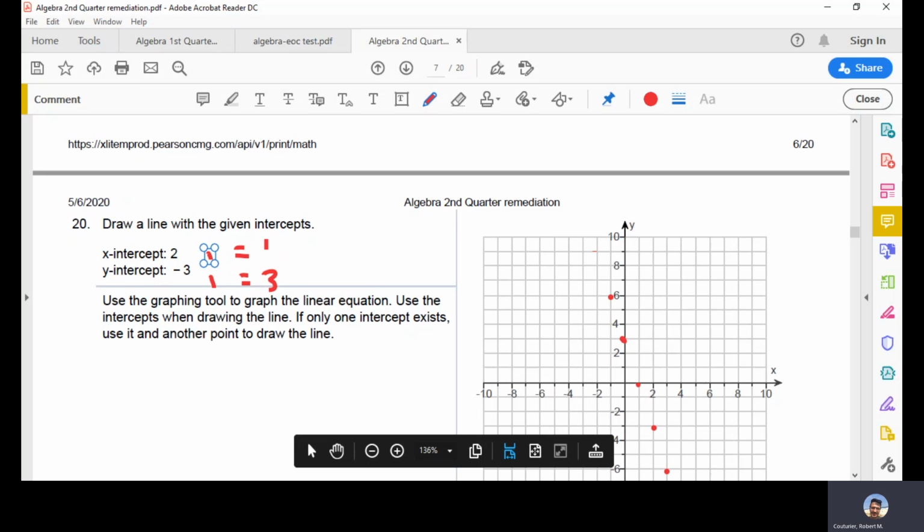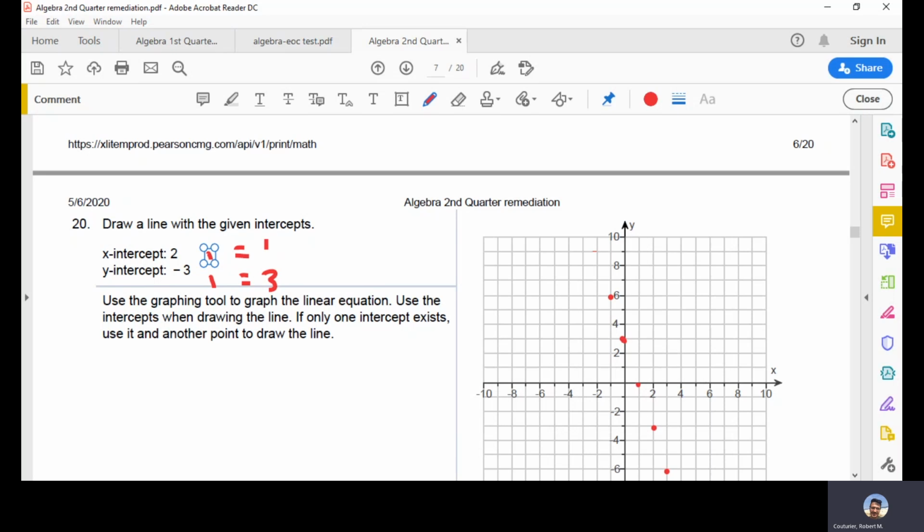That's it. X-intercept, drop a dot on the x-axis. Y-intercept, drop a dot on the y-axis. Connect the 2 points, especially if they give it to you guys.